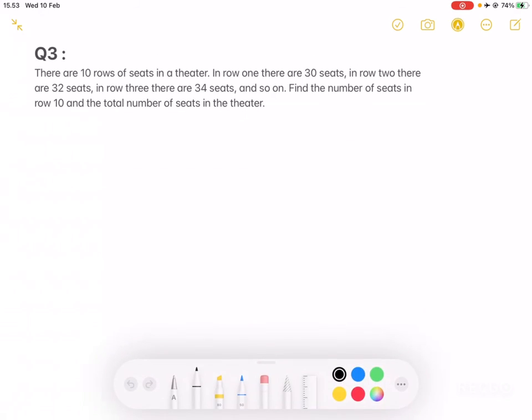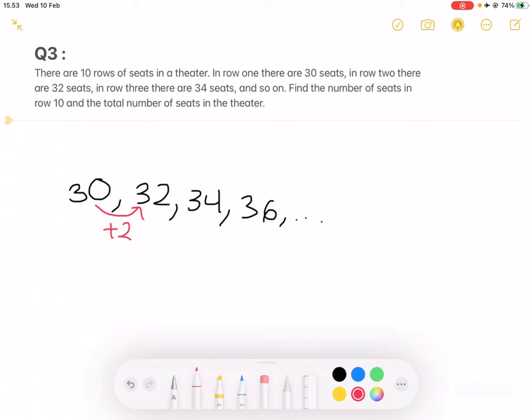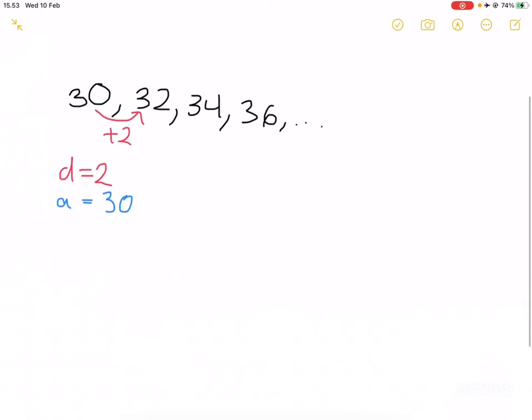We can just write the sequence. So in row 1, in this case I would just call it T1 for term 1, the first term, let's say. So I have 30, 32, 34, and then you can probably guess the next term will be 36, and so on. Notice D is equal to 2, write this right here, and then A is equal to 30. So the first term is 30, the common difference is 2.